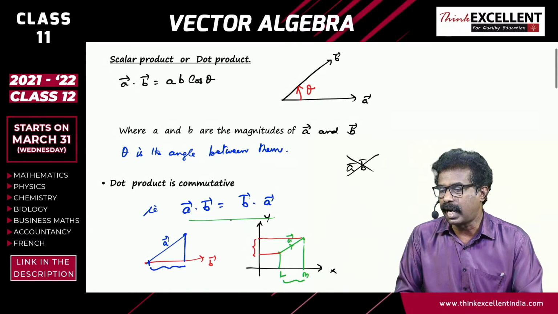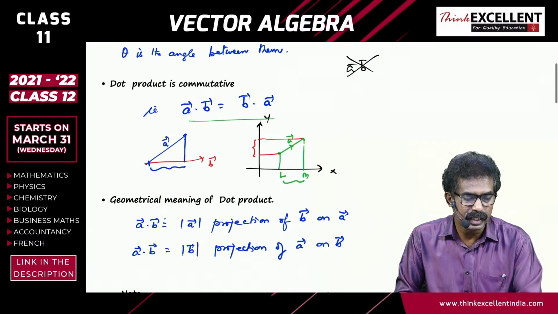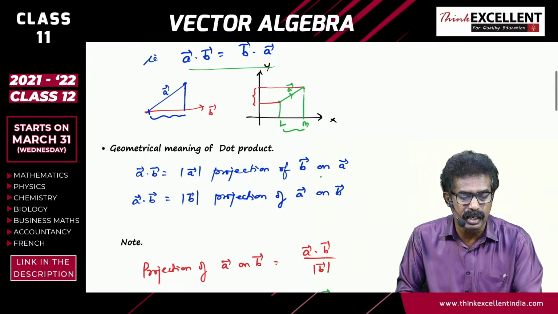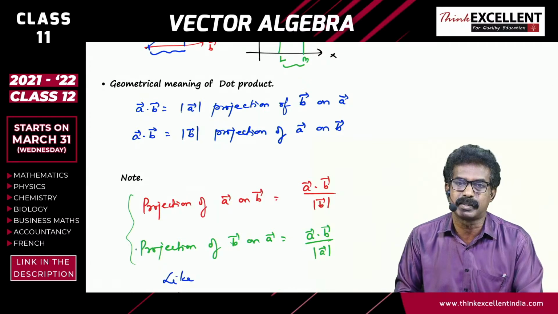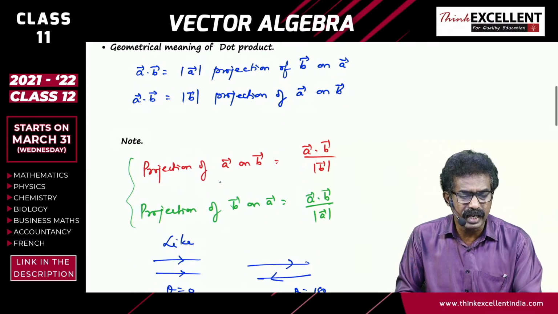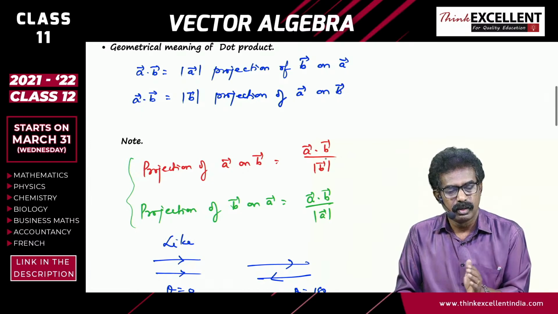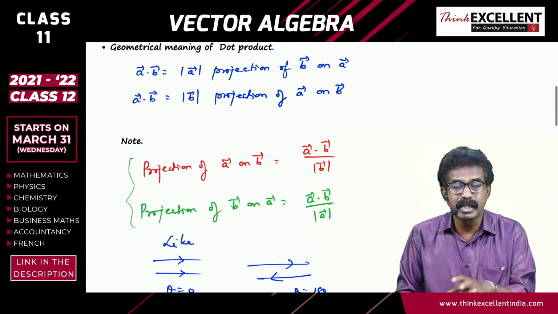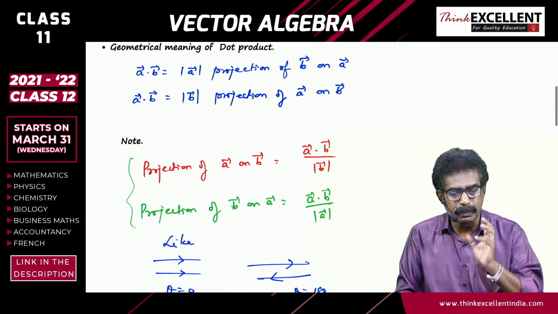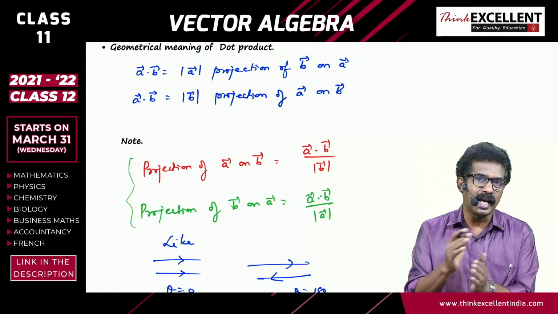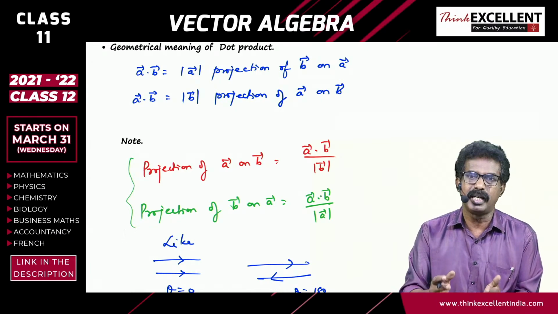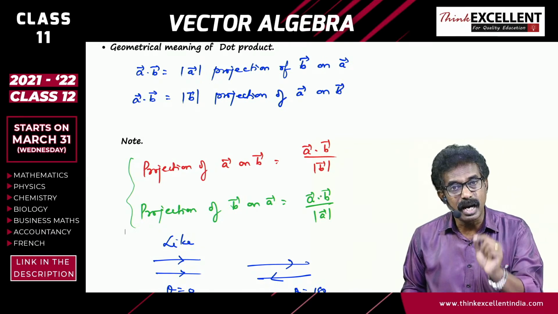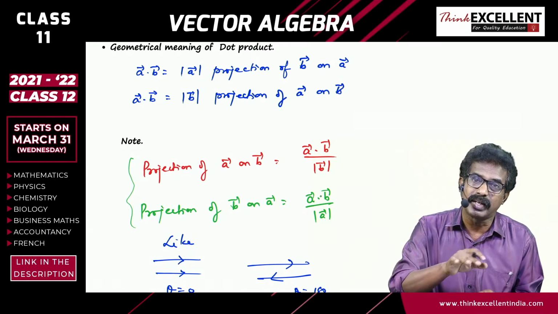a dot b and b dot a are both the same. The geometrical meaning: a dot b is modulus a into the projection of b on a. These two definitions are the most important. Projection of a vector on b vector is a dot b by modulus b. Projection of b vector on a vector is a dot b by modulus a. How to remember this? For projection of a on b or b on a, the numerator is the same, a dot b. In the denominator, take the modulus of the second vector.